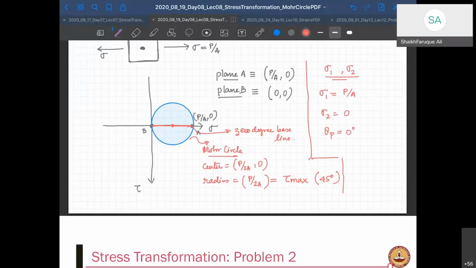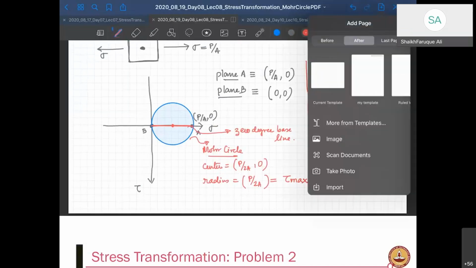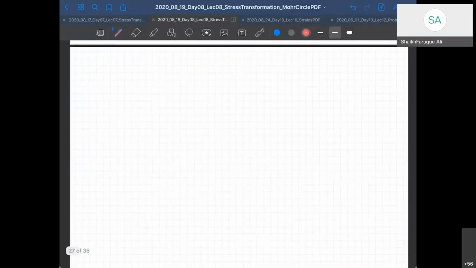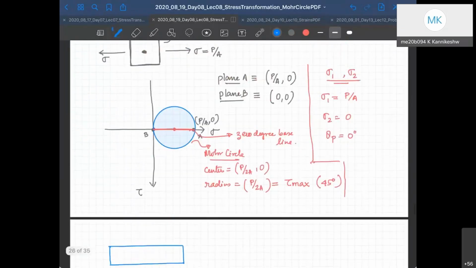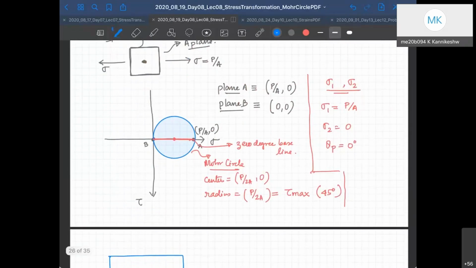All right, let's look at the next one that we did. We had a chalk again. Sir? Yes. So, the angle which you wrote, is it with respect to the Mohr circle or with respect to the surface, sir? This angle? Yes, 45. Tau max, 45 degrees. Yeah, with respect to the main plane, not with respect to it. Okay. Thank you. Who was this? Kanikeshwar. Yes, Kanikeshwar. So, thanks.